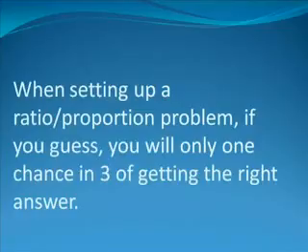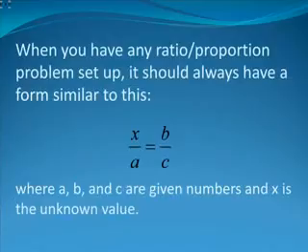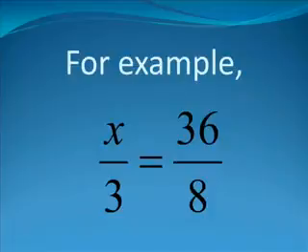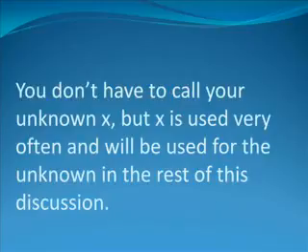But if you guess where the numbers go, you only have one chance in 3 that you will get the right answer. Let me show you why that is true. Once you have any ratio proportion problem set up, it should always have a form similar to this. X divided by A is equal to B divided by C, where A, B, and C are given numbers and X is the unknown value. For example, X divided by 3 is equal to 36 divided by 8.